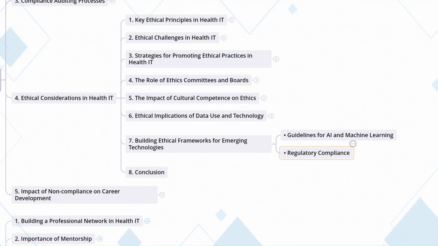Next, regulatory compliance. Staying abreast of changing regulations concerning new technologies fosters ethical practices. Compliance should be integrated with ongoing ethical assessments to ensure that innovations are aligned with patients' rights and safety.